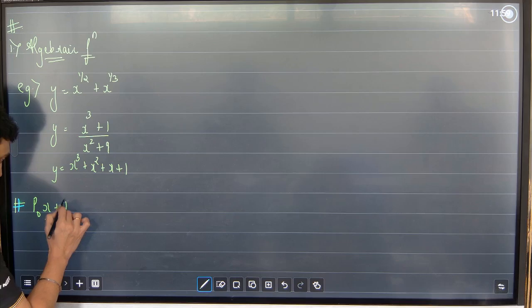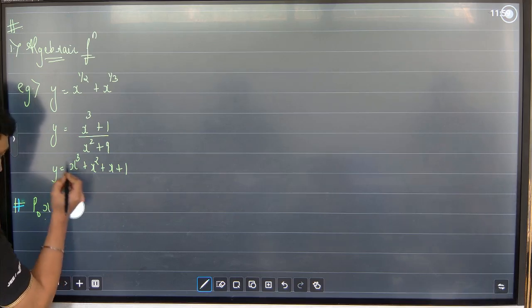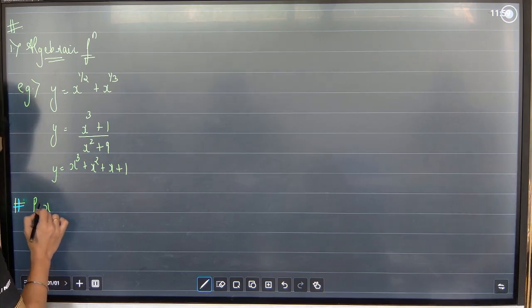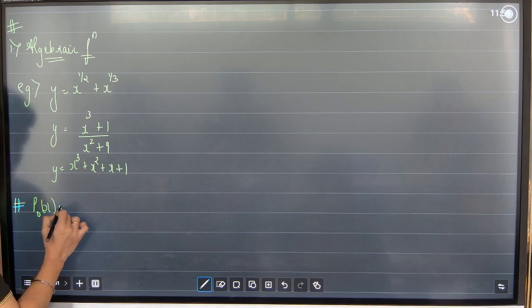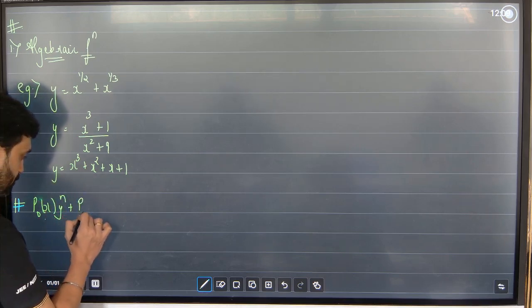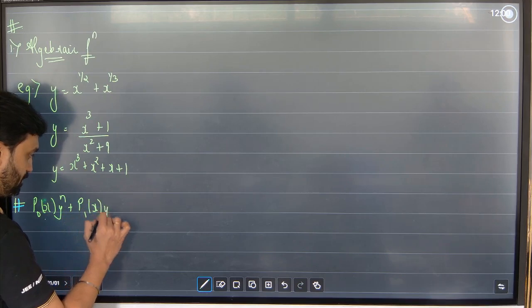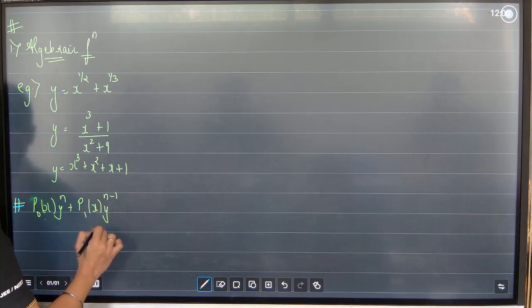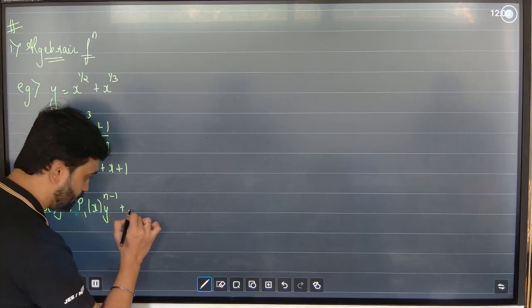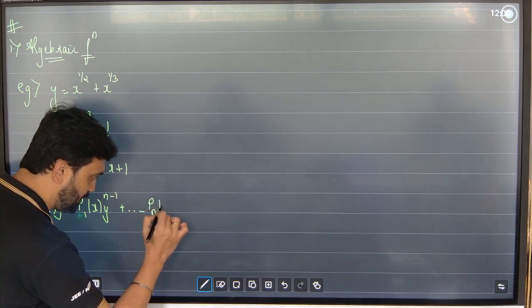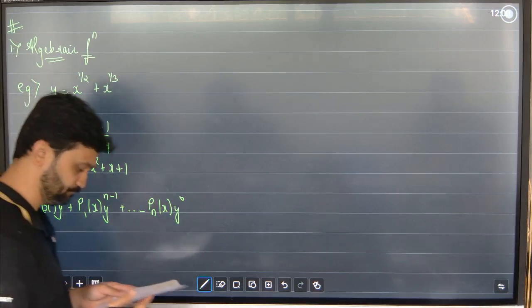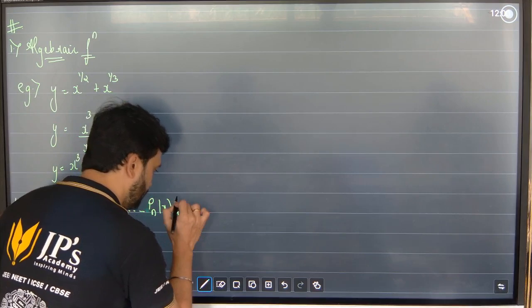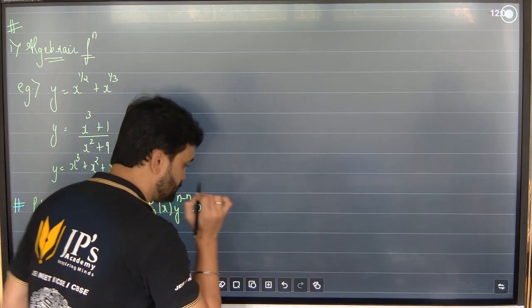P naught x into y raised to n plus P1 of x into y raised to n minus 1 plus dot dot dot Pn of x into y raised to 0. In place of 0, write n minus n is equal to 0.